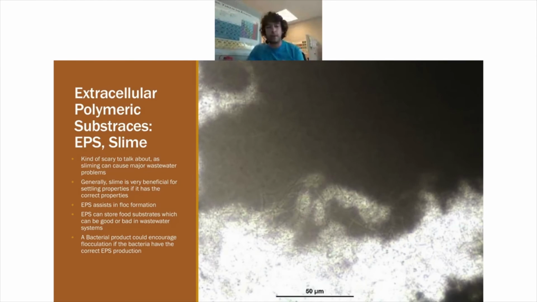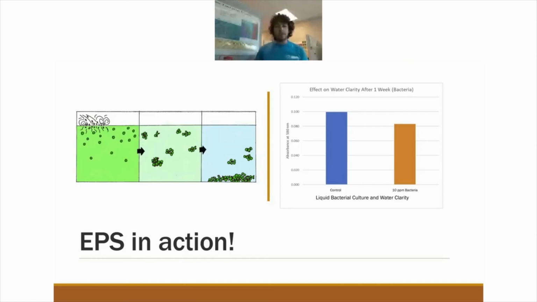That's more typical of high flow environments. You might see fixed film systems. They use EPS in order to stick together. But you can add a bacterial product that contains bacteria that are good at producing EPS. And if you have the correct conditions present, they can encourage flocculation in a system where flocculation was not taking place otherwise. So here's a little quick conceptual diagram.